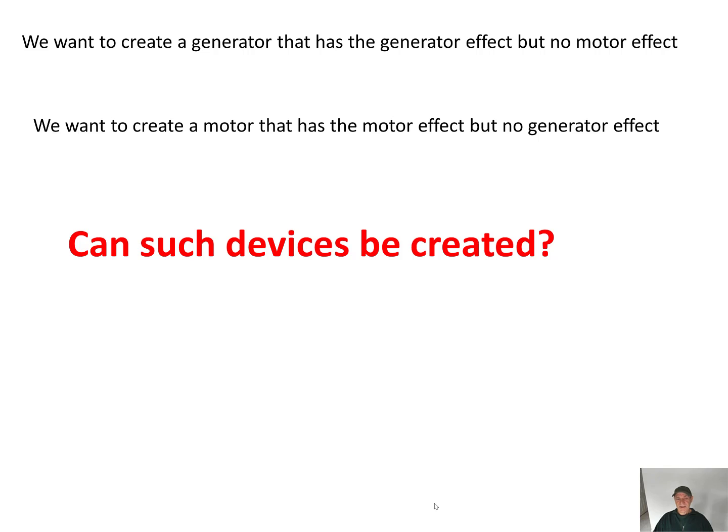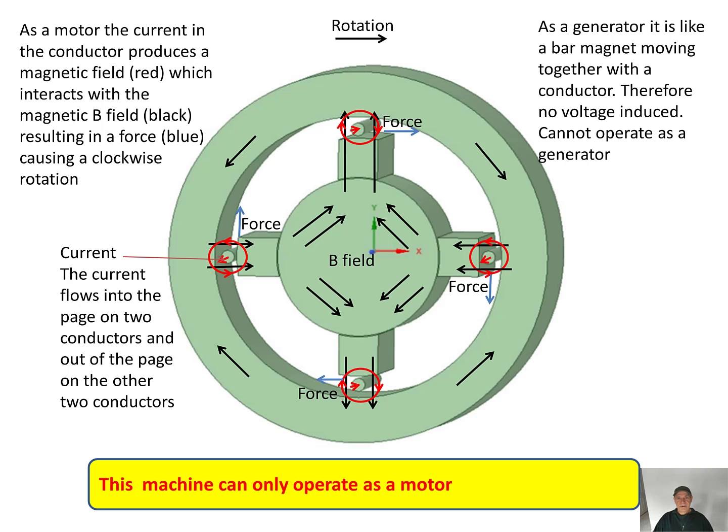Here is an example. This machine can only operate as a motor. As a motor, the current in the conductor produces a magnetic field, red, which interacts with the magnetic field, black, resulting in a force, blue, causing a clockwise rotation. The current flows into the page on two conductors and out of the page on the other two conductors. So you see in each case the force is circular or 90 degrees, so it causes a rotation.